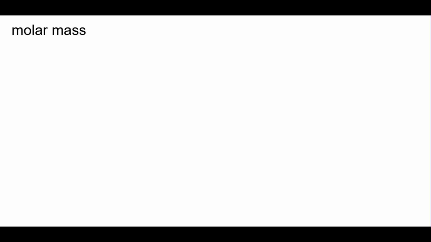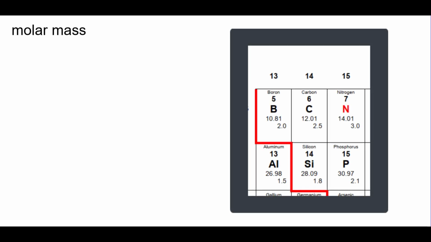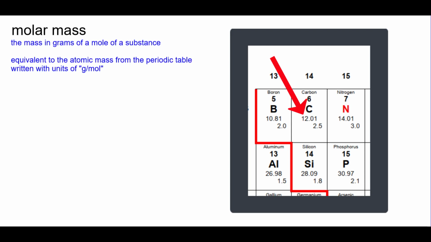Now, getting back to something we need to put in your notes, the convenient thing about the way the periodic table was set up is that the atomic mass of each element, like the 12.01 for carbon, is the same as the mass of an entire mole of the element. So get that in your notes. The molar mass is what we call it, and it's defined as the mass in grams of a mole of a substance. So carbon, for example, its atomic mass on the periodic table is 12.01.